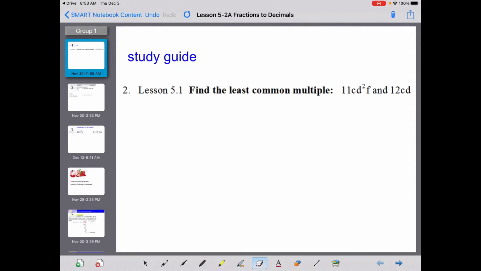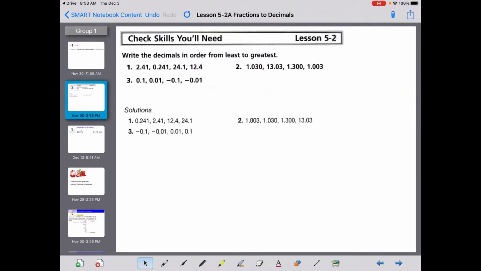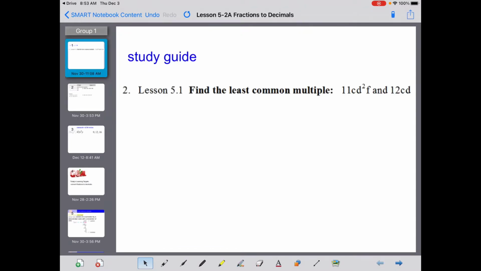This is Lesson 5-2A from the Algebra Readiness textbook. Grab your notes packet and a sharpened pencil and begin working on both the study guide problem and writing the decimals in order from least to greatest. Then come on back to compare your answers to mine.